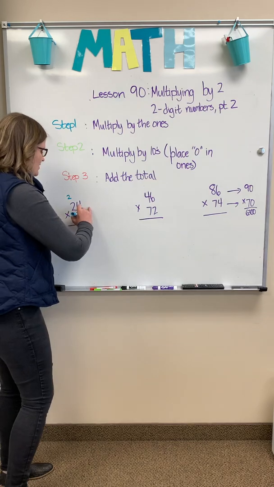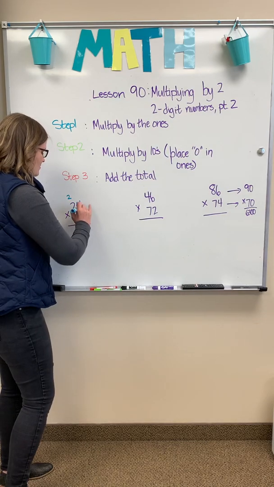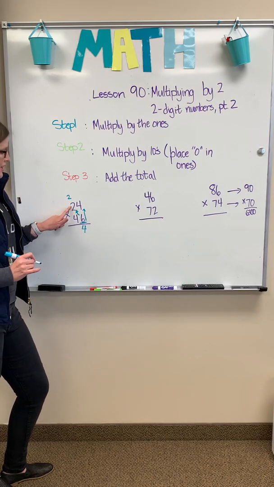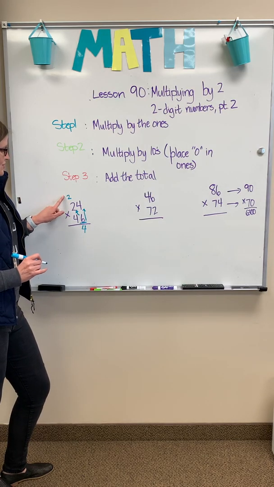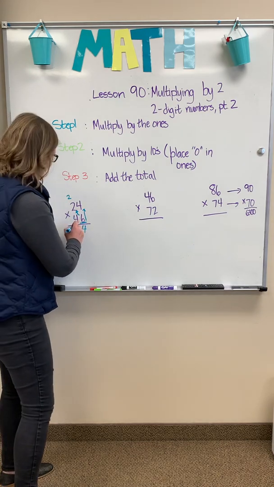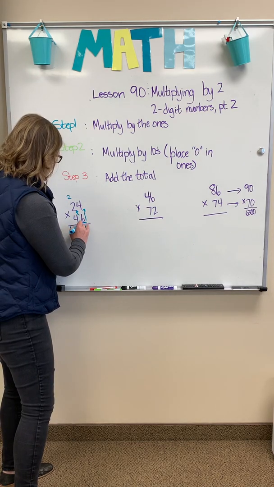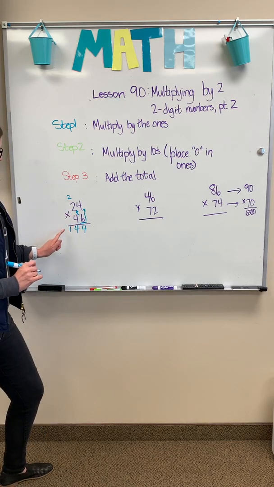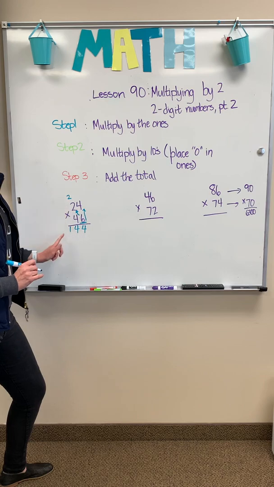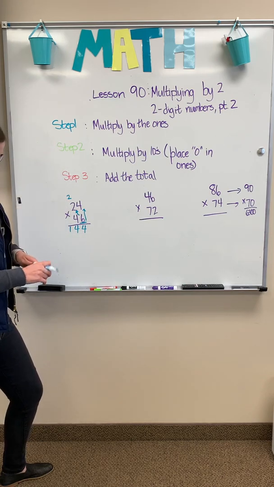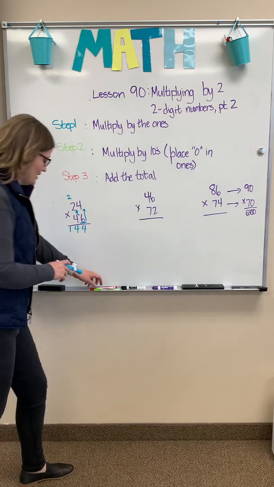Then I go 6 times 2 is 12, plus 2 is 14. And I put my 4 in the tens column, and I put my 1 in what we call the hundreds column. So that's step 1. Putting my step 1 pen away.